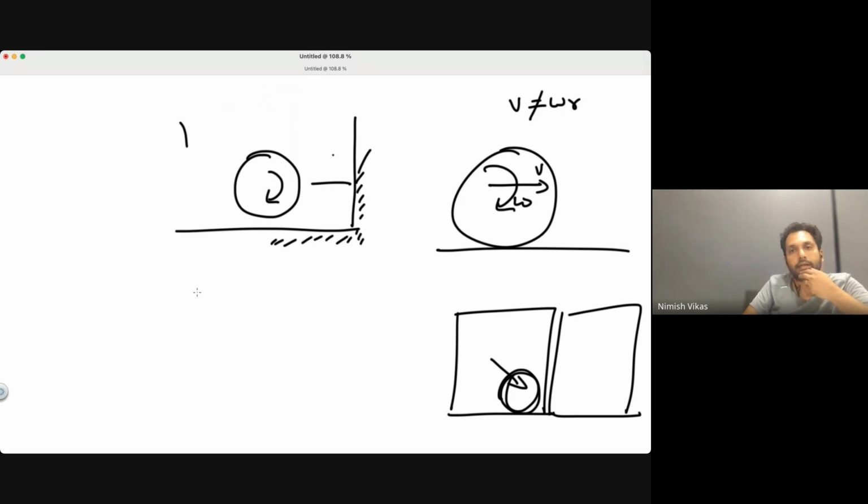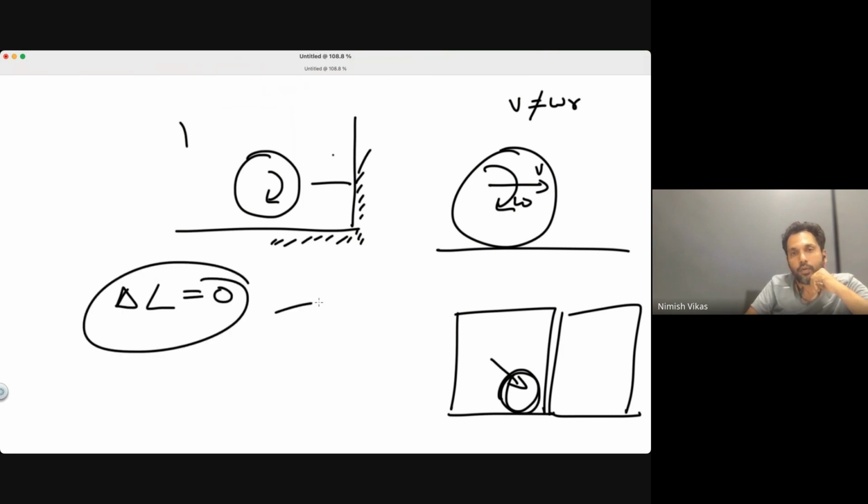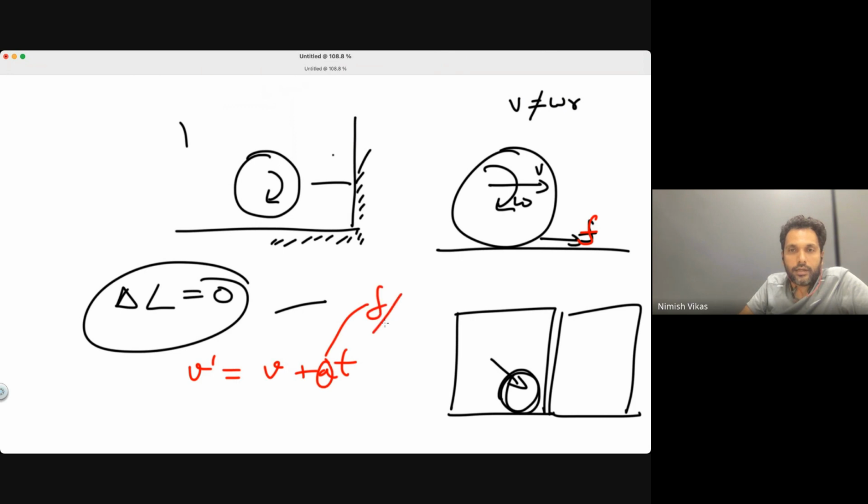Here, if I teach you angular momentum, then it is better done with angular momentum conservation. It comes in one line. But right now, since angular momentum is not done, you can do it. I'll give you the hint. You can do it by first figuring out which direction is the friction. Then you do v' = v + at, where a means F by M.